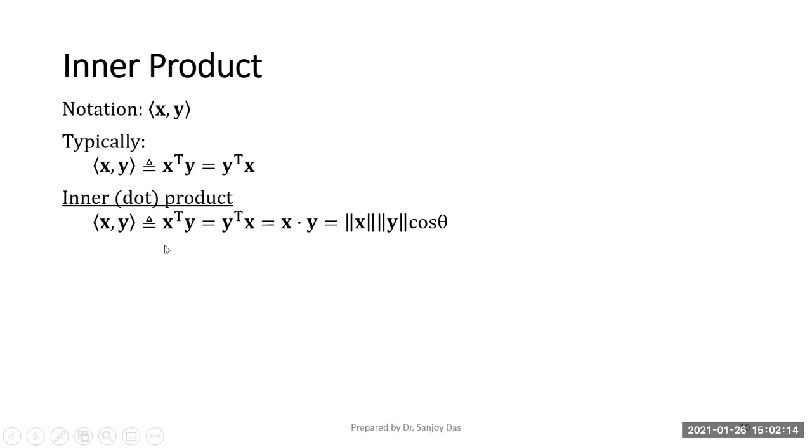And that's actually the dot product also. In physics, we call it the dot product. So if you have two vectors x and y, their dot product is x transpose y, which is y transpose x, which in 2 or 3 dimensions is x dot y in physics, which is equal to the length of x times the length of y times the cosine of the angle between them, right? So this is the angle theta between the two vectors x and y.